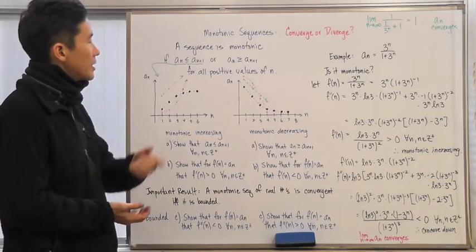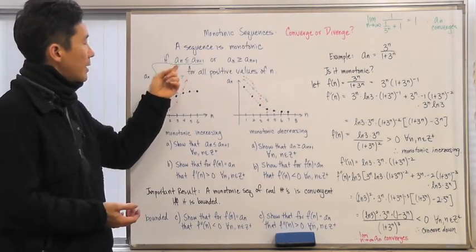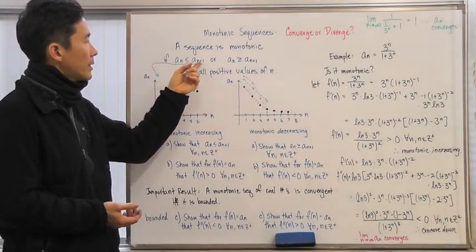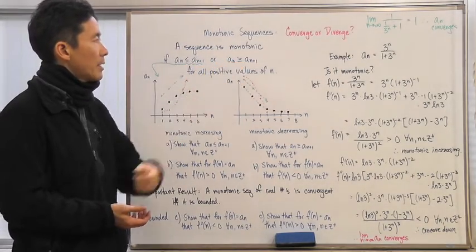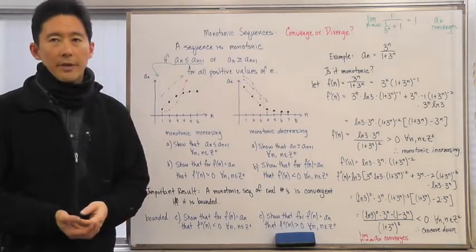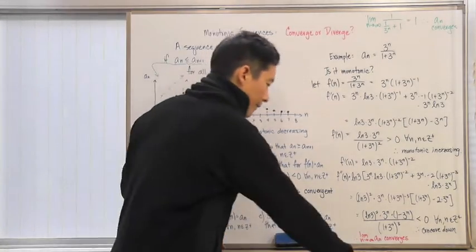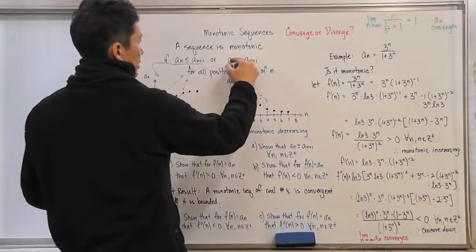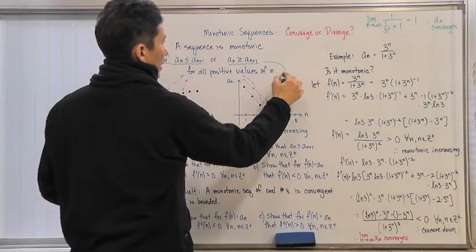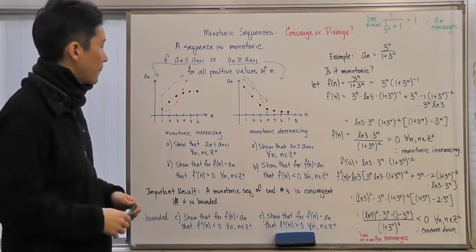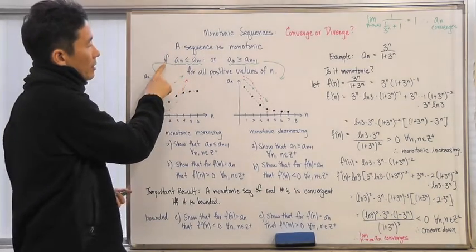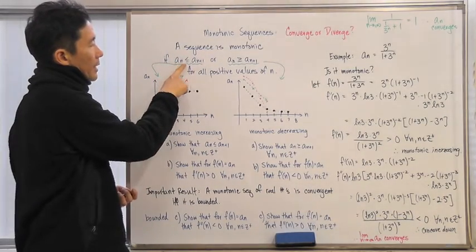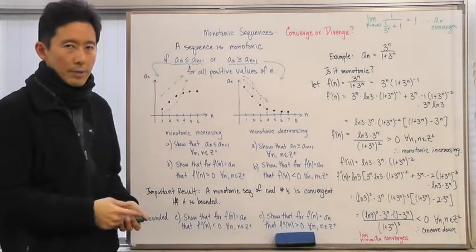It says a sequence is monotonic if a sub n is less than or equal to a sub n plus 1, or a sub n is greater than or equal to a sub n plus 1 for all positive values of n. Now what I have here is the situations for both of these graphed on these two graphs. And in this particular case, this is going to be for all the cases where a sub n is less than or equal to a sub n plus 1.